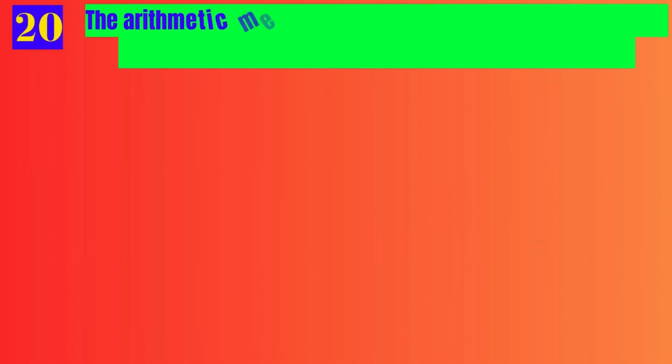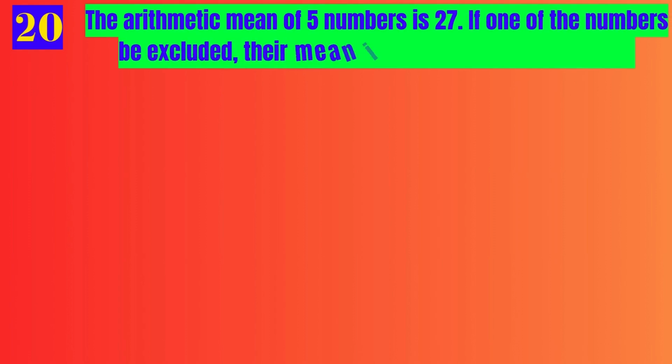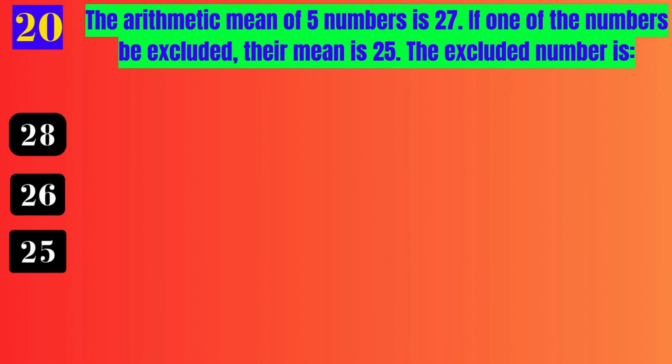The arithmetic mean of 5 numbers is 27. If one of the numbers be excluded, their mean is 25. The excluded number is. The options are 28, 26, 25, 35.